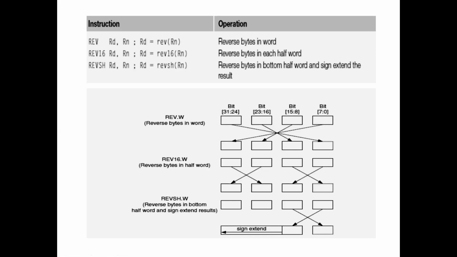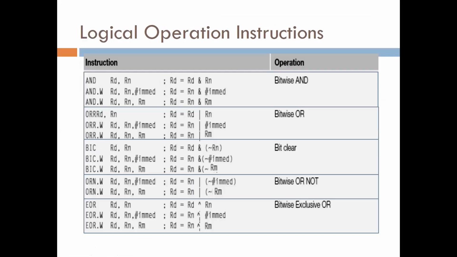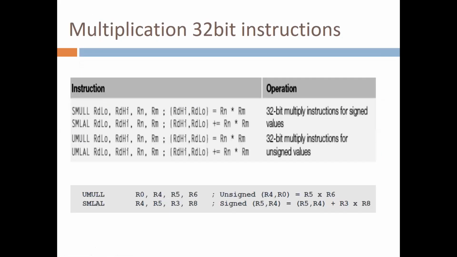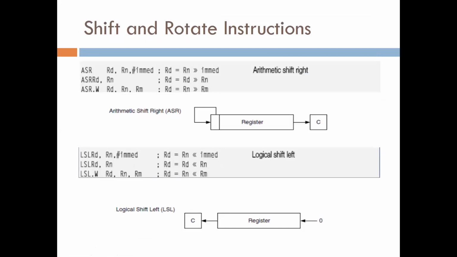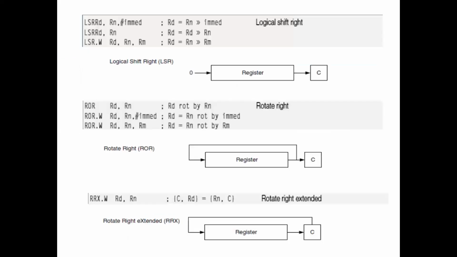We started with the 32-bit instructions, the multiplication instructions. Under that, SMUL, that is long multiplication with accumulate, both for signed and unsigned. Next we studied logical operations: AND, OR, bit clear, OR NOT, and XOR. Next, we started with the shift and rotate instructions: arithmetic shift right, logical left shift, logical right shift, rotate right, and rotate right extend.